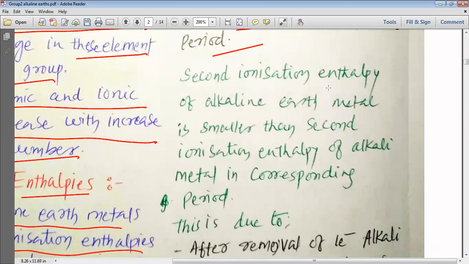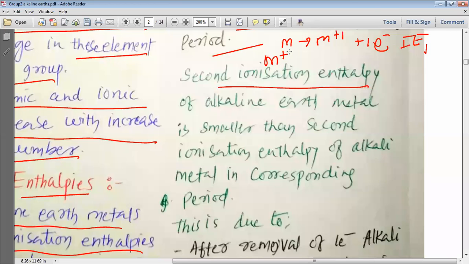But when it comes to the second ionization enthalpy, see, if you have M, you will get M plus after removing 1 electron, and that is what you call IE1. So the energy required at that time is IE1, but now you have M plus and you get M 2 plus, and one electron is being removed. At that time the ionization energy is known as IE2.